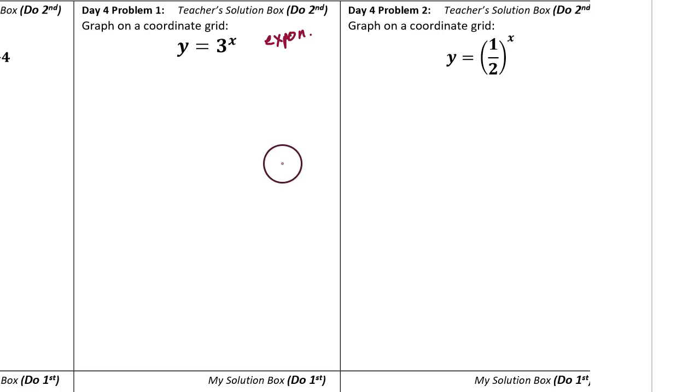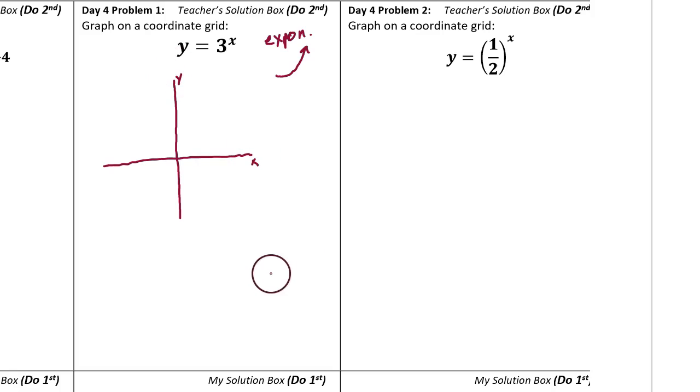An exponential function displays growth when the base is positive and displays decay when the base is negative. In this case, the base is positive 3. I am expecting a graph that shows growth with this general shape to it. I didn't put a grid on here already, so let's do that first. A y-axis and an x-axis. And let's put some tick marks on the axis lines.